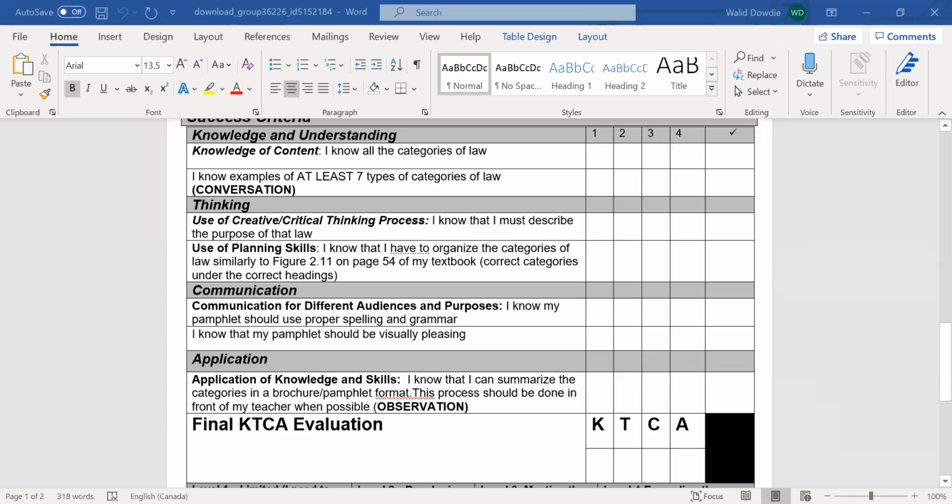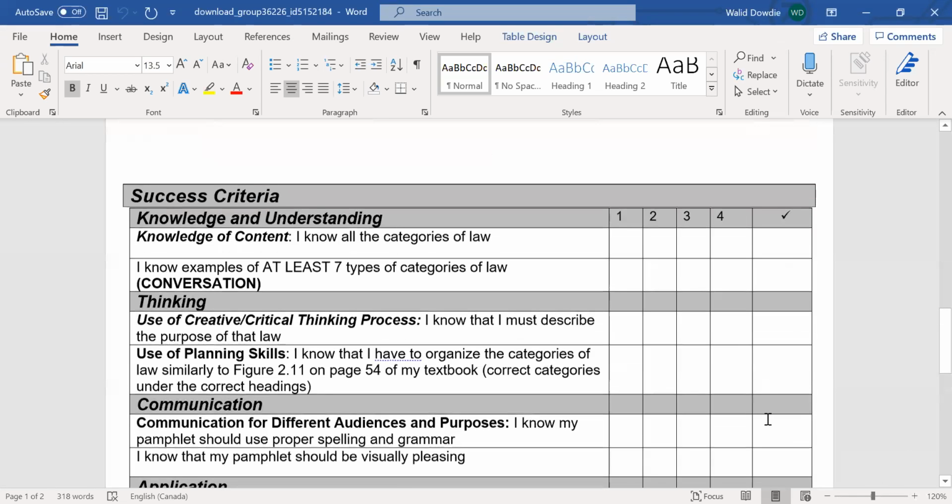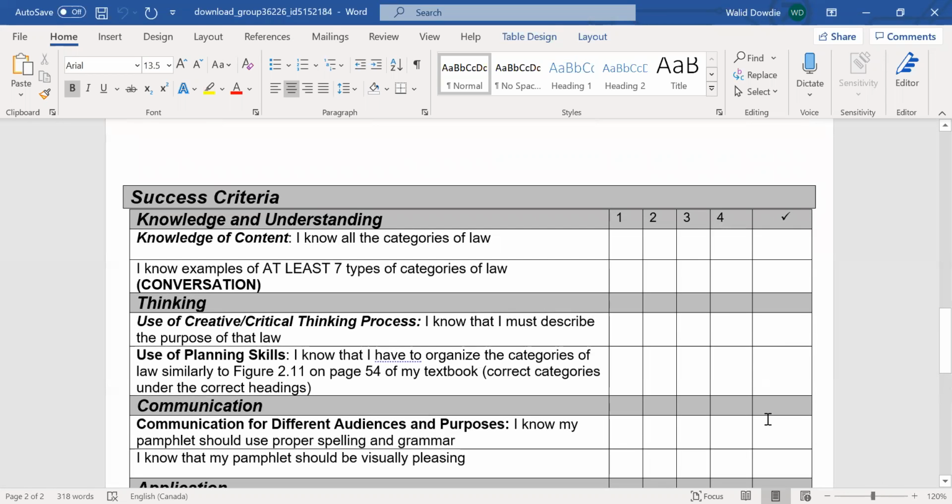I'll zoom in a bit here. This is the evaluation sheet. Now, as we all know, we evaluate things using knowledge, thinking, communication, and application. I'm going to be using all those four strands to come up with your mark for this assignment. We're also going to be evaluating things based upon observations, conversations, and student product.